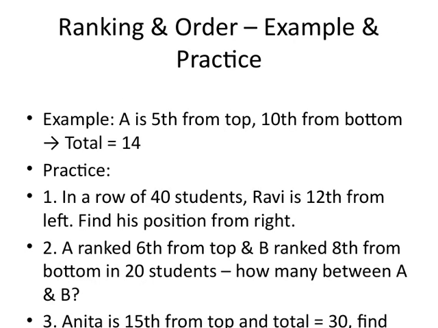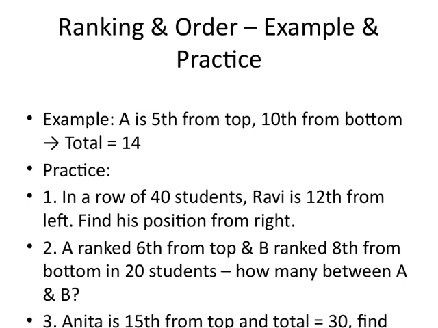Let's take a look at an example to understand the concept of ranking and order. Suppose A is 5th from the top and 10th from the bottom. To find the total number of students, we add these two positions and subtract 1, because we are counting it twice. So, 5 plus 10 minus 1 gives us a total of 14 students. This example helps us see how the positions from the top and bottom relate to the total number of students.